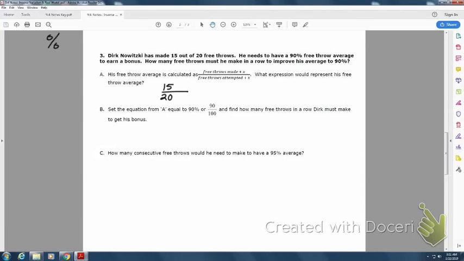But then he wants to know how many must he make to get to that 90%. So next to 15, I'm going to keep adding to 15 really until I can get it up to that 90%. But before he makes a free throw, he must first do what? Attempt it. Okay.